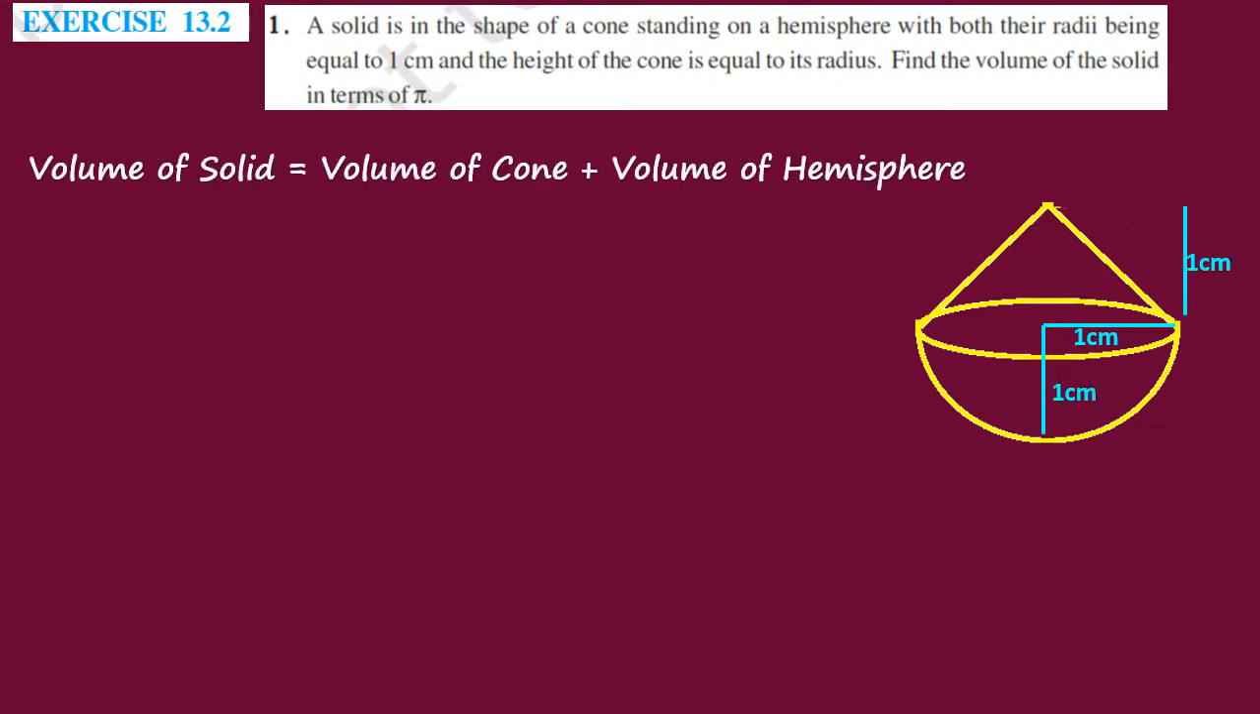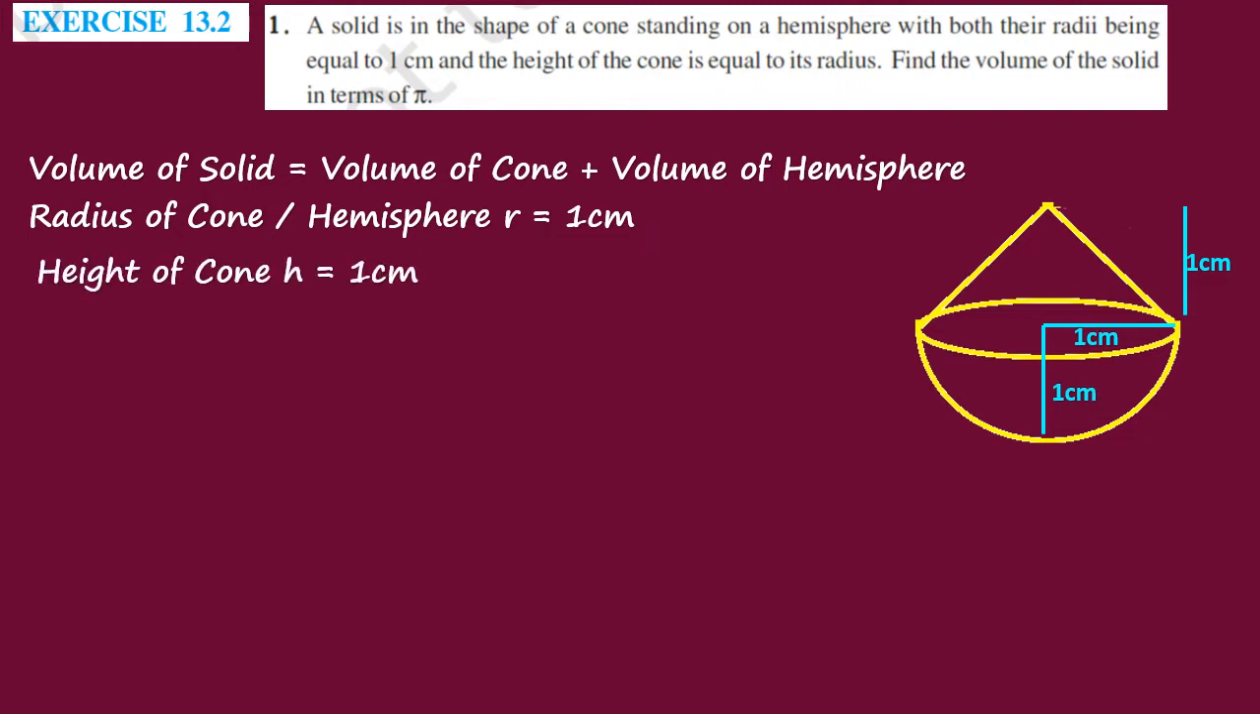So volume of the solid is what? Volume of the cone plus volume of the hemisphere. So both the radius same, 1 centimeter, and height of the cone also 1 centimeter. So the volume of the solid is 1 by 3 pi r square H plus 2 by 3 pi r cube. So we want the answer in terms of pi, so no need to put the value of pi there.